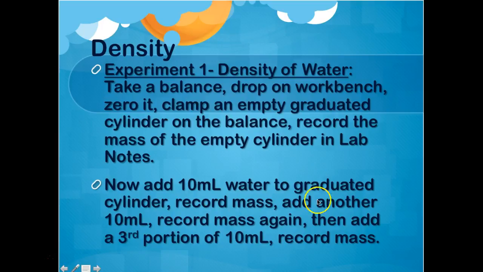Now you're going to add another 10 mils of water. So now you have a total of 20 mils of water, and the mass of the cylinder should go up by 20 grams. So if it was originally 54, it should now be around 74. Then you're going to add a third portion of 10 mils of water. So now you have a total of 30 mils of water in your cylinder, and the mass of the cylinder should have gone up to 84 grams.